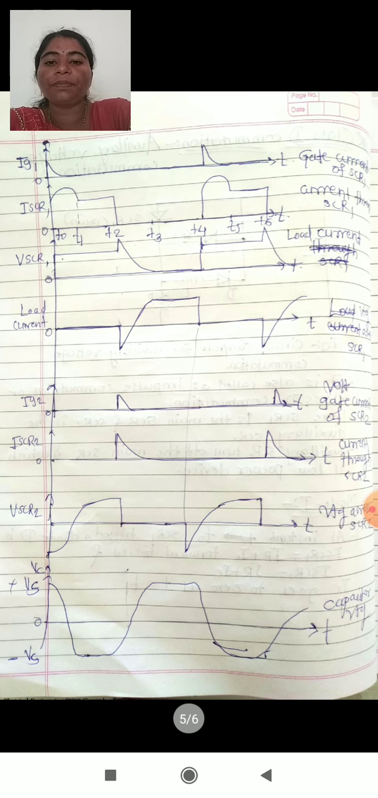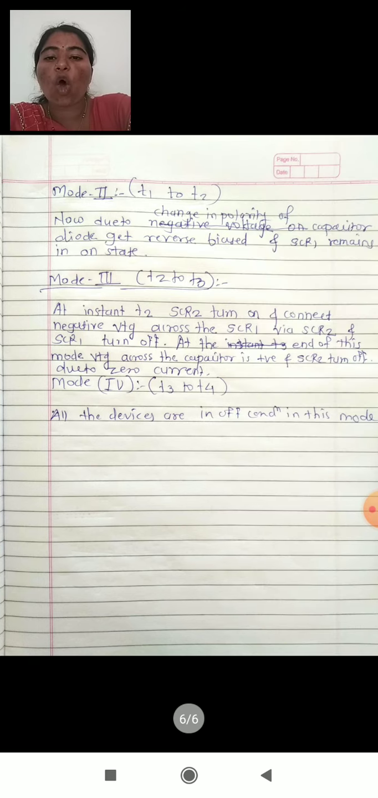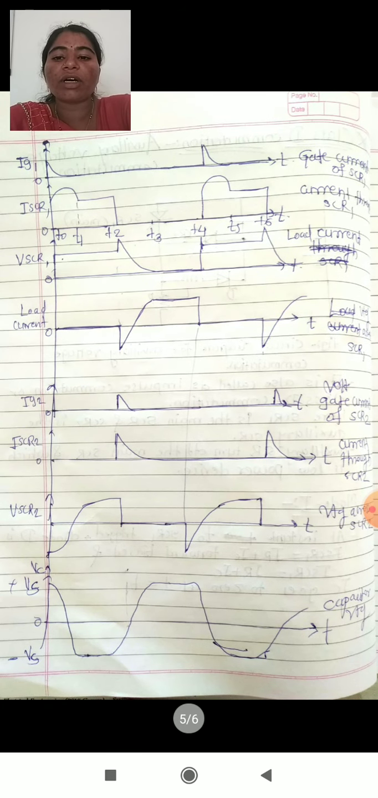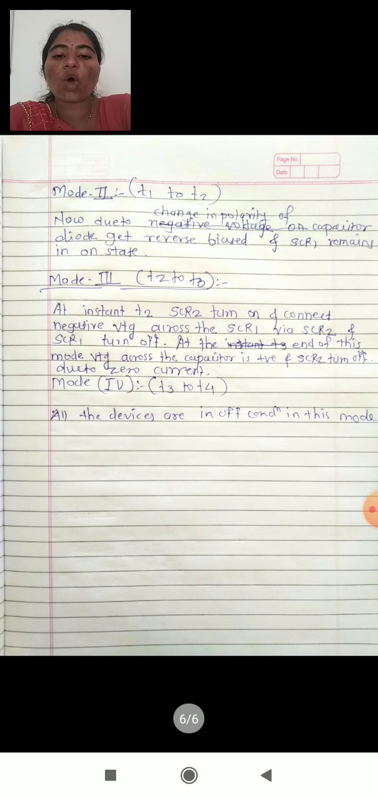Observe here, from T3 to T4 all devices, your SCR1, SCR2 and the diode, are in the off condition in this mode, that is mode number 4, and the circuit gets turned off in this case. This is the class D commutation.